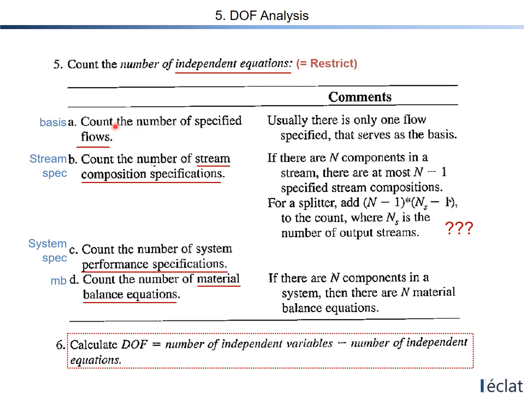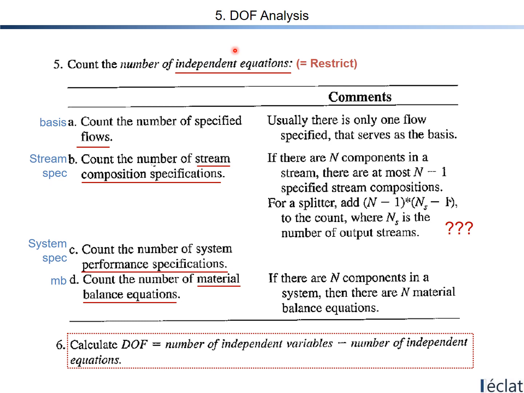The first one would be the basis. The second one is about stream specification. The third one, system specification. The first one is, of course, material balance equations. So the summation of those number of bases, specifications, and material balance equations is the number of independent equations.